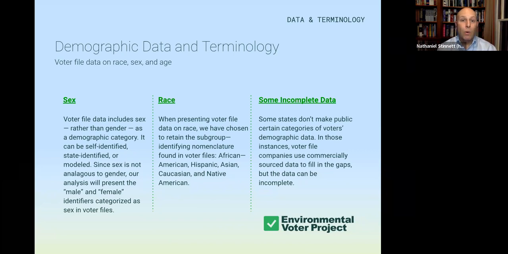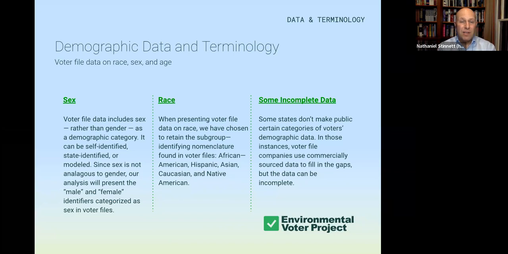Similarly, we are going to use the identifying racial nomenclature that is in voter files. Otherwise, we might mislead you and present the data in a weird way because Black and African American aren't completely analogous. Hispanic and Latinx aren't completely analogous. Who uses the term Caucasian anymore? I mean, there's lots of weird things about voter file race data. Just understand this is why we're using these terms.